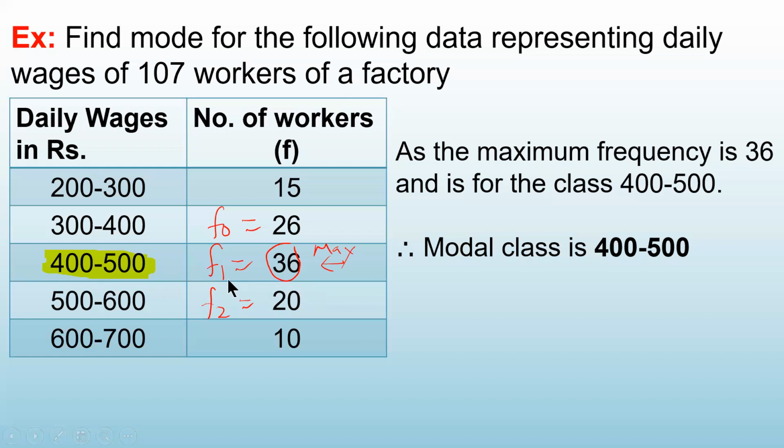तो F1 is 36. 1 के बाद 2 आता है, तो उसके नीचे वाला जो क्लास है उसका फ्रीक्वेंसी को हम नाम देंगे F2. तो F2 is 20. And 1 से पहले 0 आता है, correct. तो इस मॉडल क्लास के ऊपर का क्लास, उसका फ्रीक्वेंसी को we will call as F0. So F0 is 26, F1 is 36 and F2 is 20. This is your model class, जिसको मैंने हाईलाइट किया.